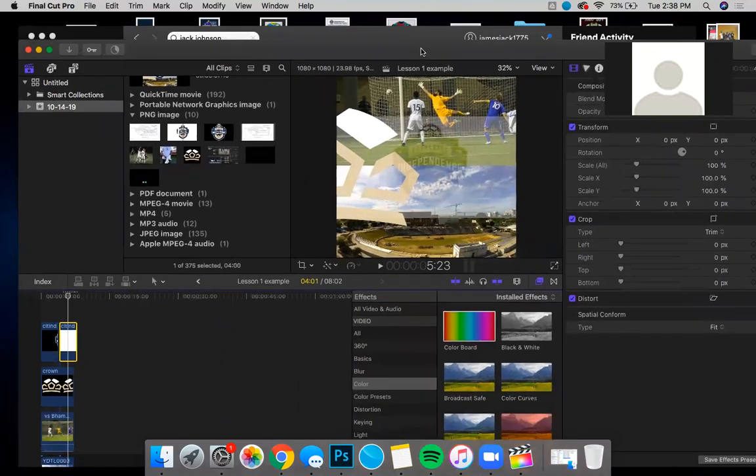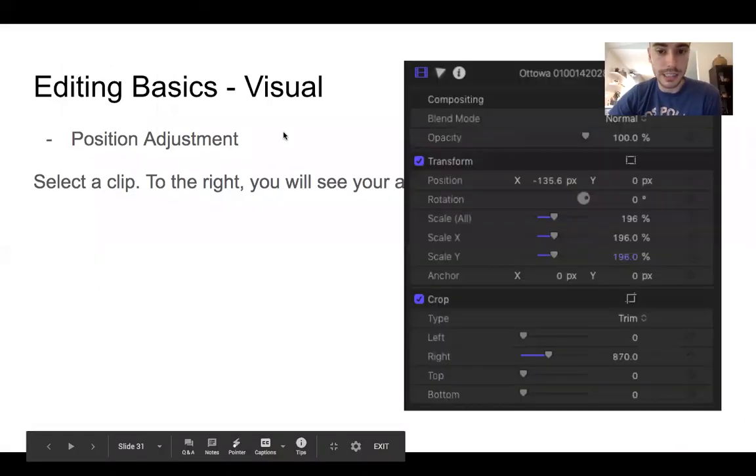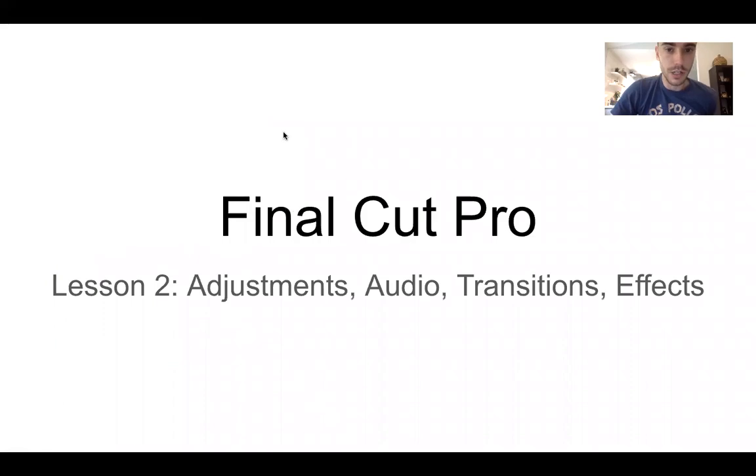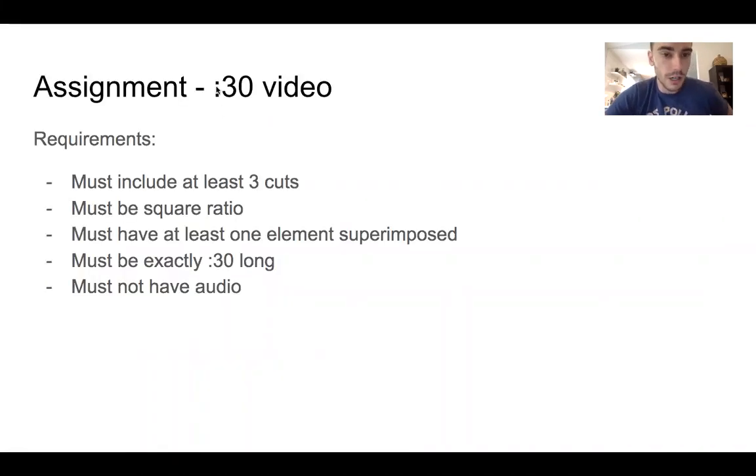Okay, so let me get to the assignment. We're basically through that first lesson. Everything that I wanted to get to, I think we're through. The first assignment I want you guys to work on at home is to try to do a 30-second video, right? Try to have at least 3 cuts. Try to make it a square ratio. We went over how to do that. And try to have one superimposed element. So try to find a PNG or a JPEG and then put it on top of those videos, okay? Then make it exactly 30 seconds long. See if you can edit it to exactly 30 seconds. And don't worry about the audio for that, okay?